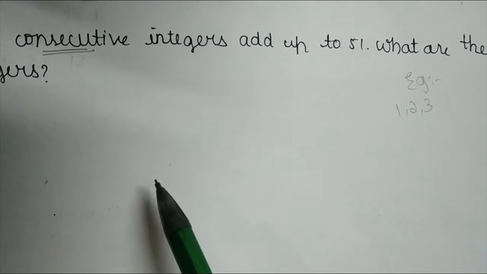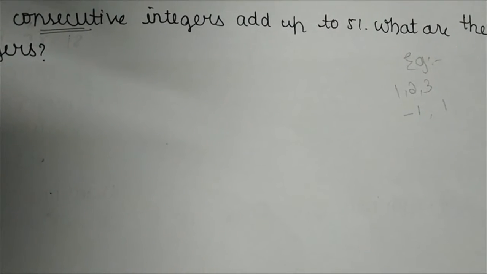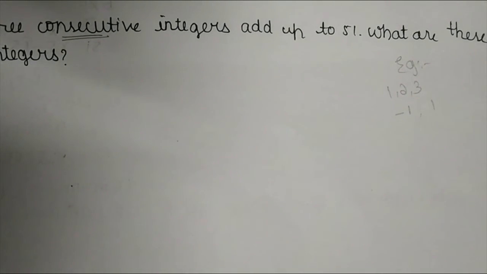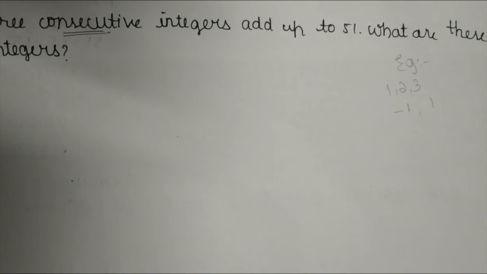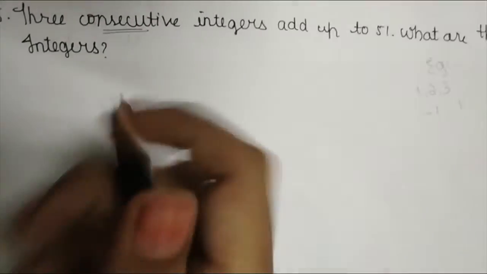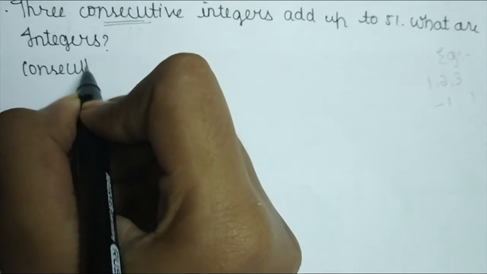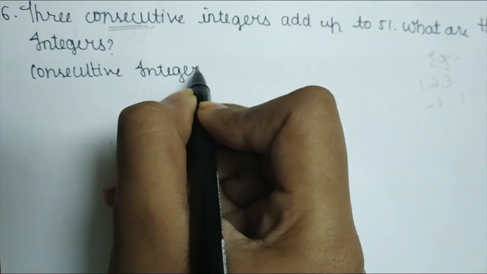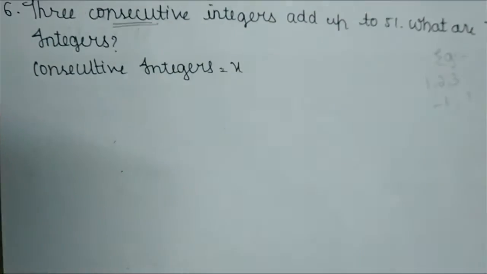They told us consecutive integers. They may be positive or negative. So these are consecutive integers, they come one after the other. Three consecutive integers add up to 51. So we don't know the consecutive integers. Let's keep the first as x.